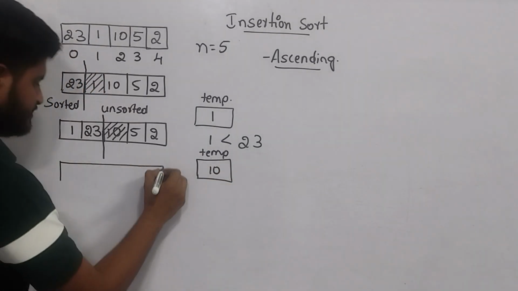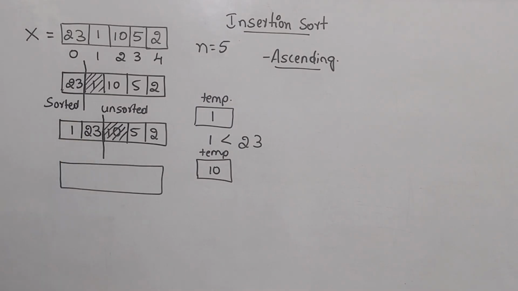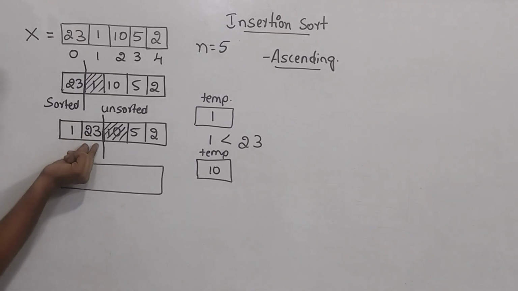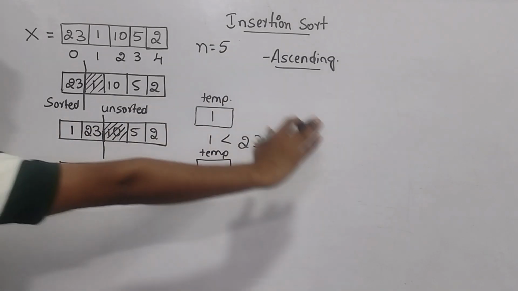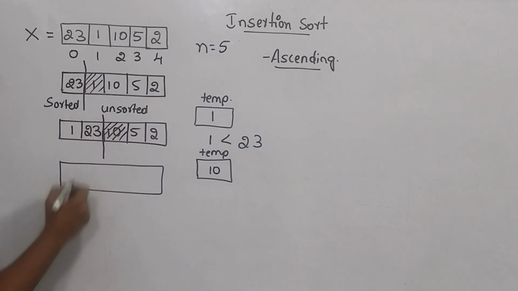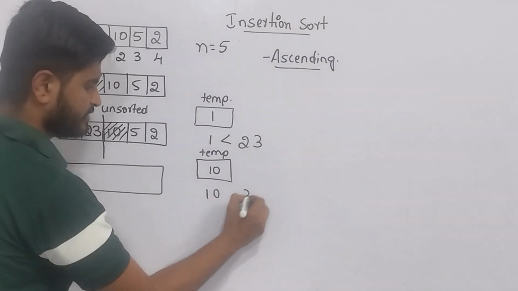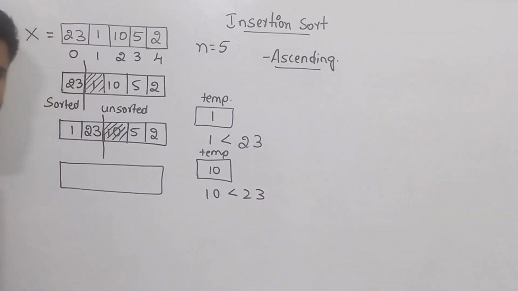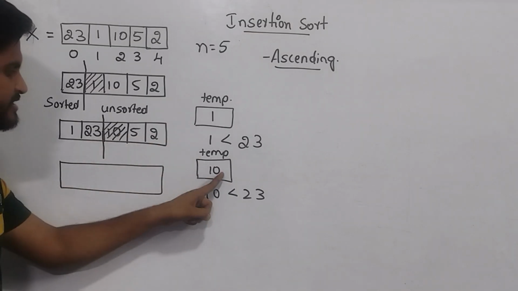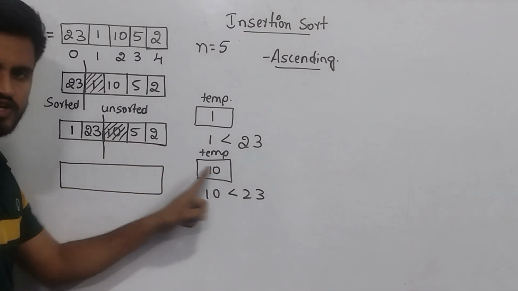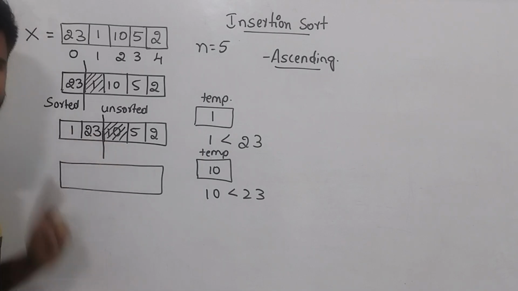Now compare 10 with the elements in the sorted sublist. First you must compare with 23, then you must compare with 1, like this. From right hand side to left hand side you must come. If you compare 10 and 23, 10 is less than 23. If the value in the sorted sublist is greater than the value in the temporary space, you must shift that value one place to the right.